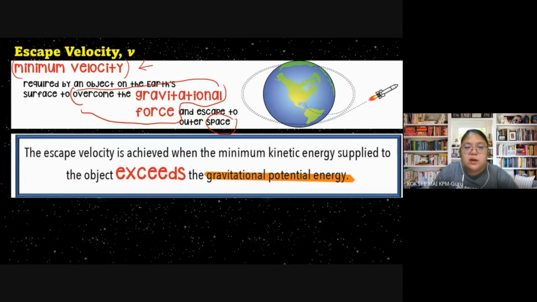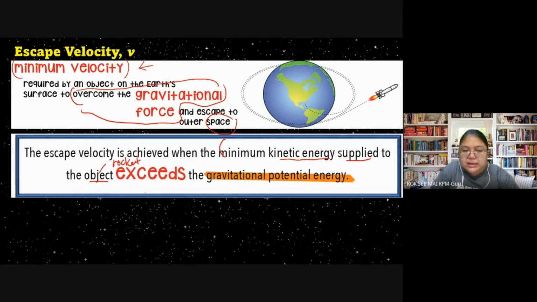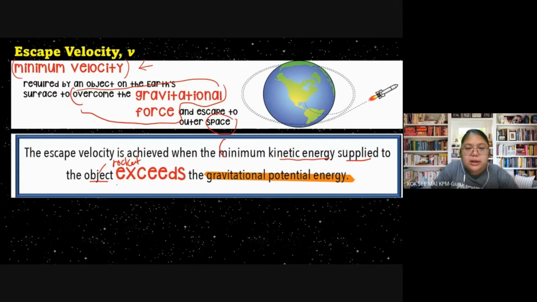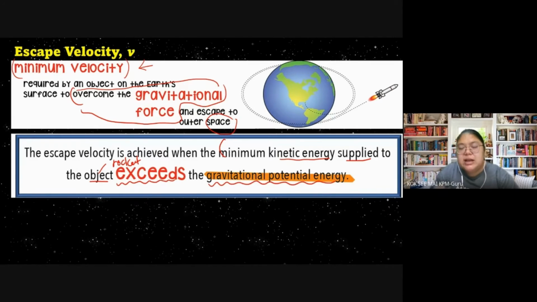Okay, the escape velocity is achieved when the minimum kinetic energy is supplied to the object. The object is normally the satellite, the rocket. The rocket, or you see the satellite, is it over or not over? Okay, after that, they exit the gravitational potential energy.